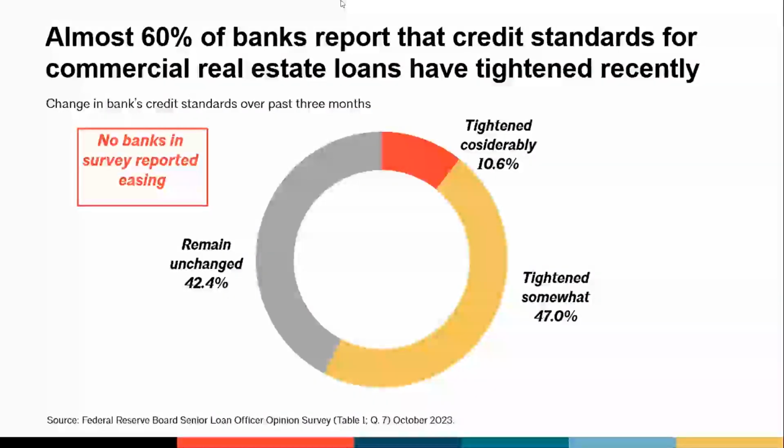So some things I wanted to kind of give a sense of, some of this tightening that we're feeling, right? A majority of banks are reporting that credit standards are tightening, right? Either that they've tightened considerably or somewhat, or remain unchanged. But no bank in this recent survey said that lending standards were loosening up, right?